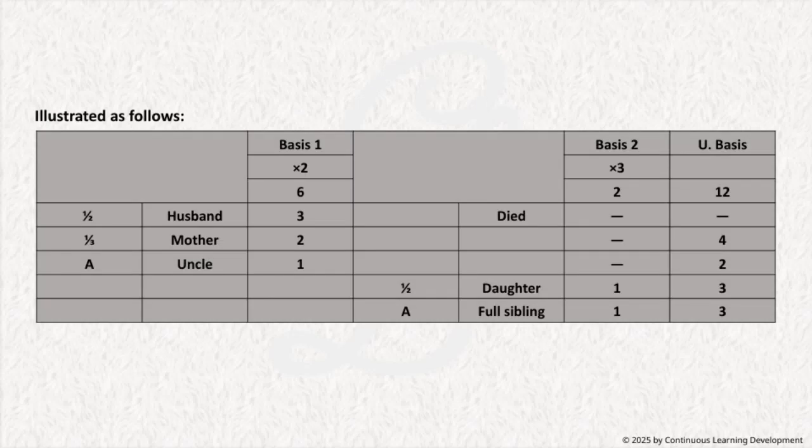All right, let's take a closer look at this table and what it represents. Here, we see different basis points labeled as basis 1, basis 2, and U basis, which stands for ultimate basis. These are essentially different methods or perspectives for calculating or understanding relationships and inheritance. Starting with basis 1, we see values like times 2, 6, a half, 1/3, a, and a half again. These are coefficients or ratios used in our calculations.